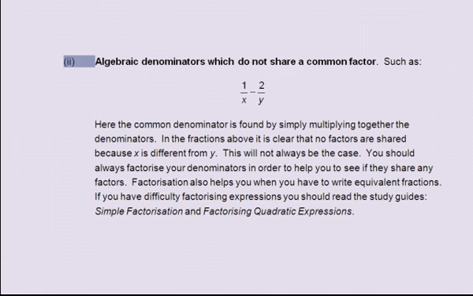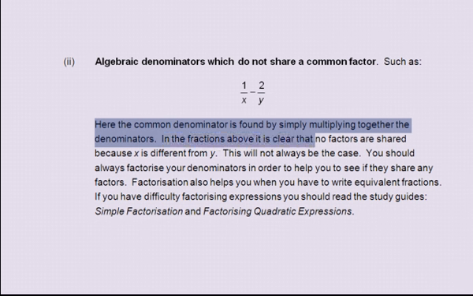2. Algebraic denominators which do not share a common factor, such as 1 divided by x minus 2 divided by y. Here, the common denominator is found by simply multiplying together the denominators. In the fractions above, it is clear that no factors are shared because x is different from y. This will not always be the case. You should always factorise your denominators in order to help you see if they share any factors.